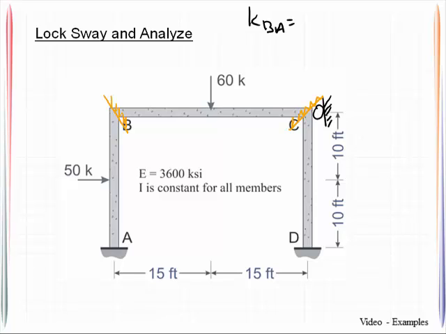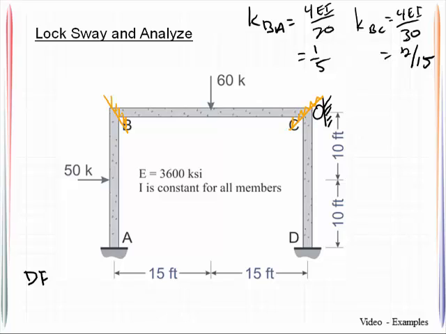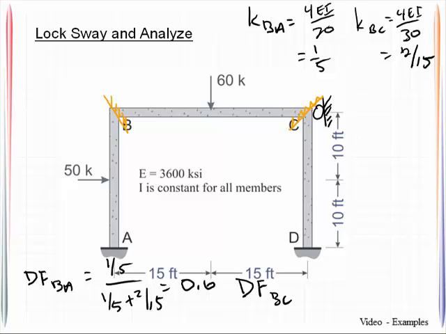So for KBA, it will be 4EI over L, and for KBC, it will also be 4EI over L. So this would be 1/5, this would be 2/15, and we can use that to then get the distribution factors. For BA would be 1/5 over the total, which equals 0.6, and DFBC is equal to 1.0 minus 0.6, which is equal to 0.4.